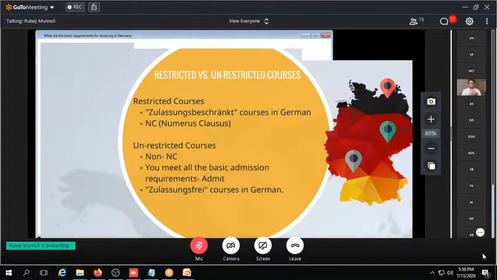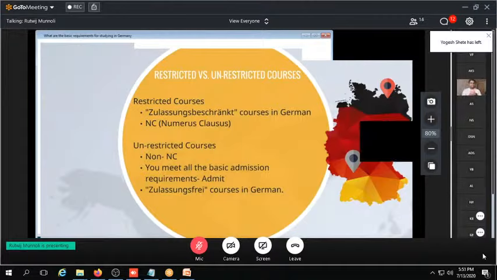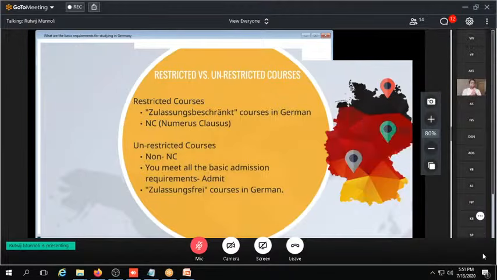The second part is unrestricted courses. Some universities have courses which are not very popular among international students, and therefore they do not have any extraordinary criteria for selection. As long as you meet all the basic admission requirements, you will be given an admit directly. These courses are called Zulassungsfrei courses in German. One thing to keep in mind is not to focus too much on these terms, because I have seen universities reject students even in unrestricted courses on the basis of the scores they had during their bachelor's. So the best practice is to prepare your list of universities in advance and diversify the risk on the basis of the data of students who previously received admits or rejections from a particular university. This is my suggestion on this.